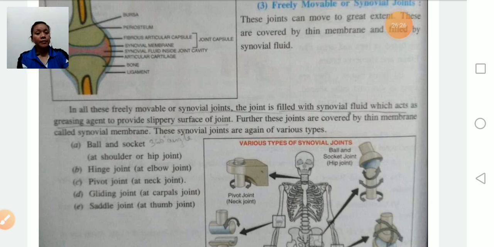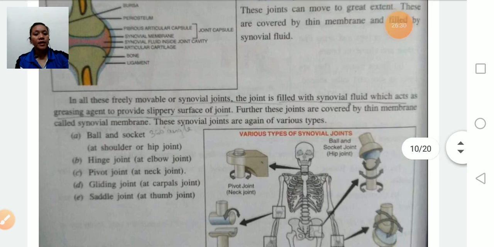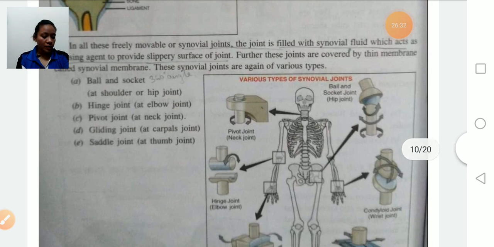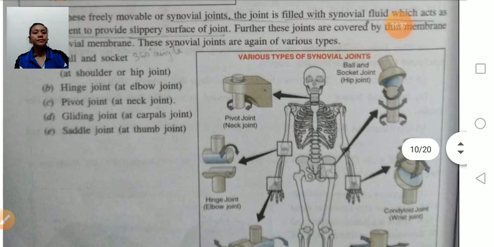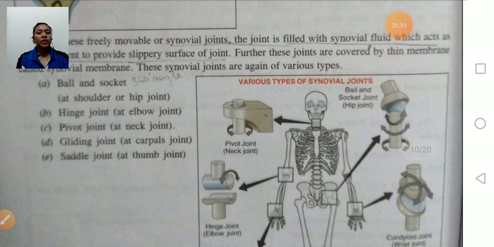There are six types of joints: ball and socket joint, hinge joint, pivot joint, gliding joint, saddle joint and condylar joint. The ball and socket joint is present at the shoulders and hip. It provides you 360-degree movement.